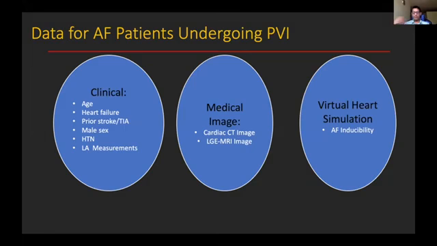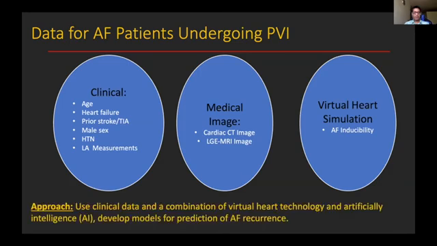We have been working on these virtual heart simulations to identify the AF inducibility in the patients using these LGE MRI images. We have done a lot of work in this in the past number of years, and this is also data that we have at our center. So these are the three main types of data that we have available to try to address the issue of recurrence after PVI. Our approach is to use a combination of these data and use artificial intelligence to develop models that can predict the success or failure of the PVI.